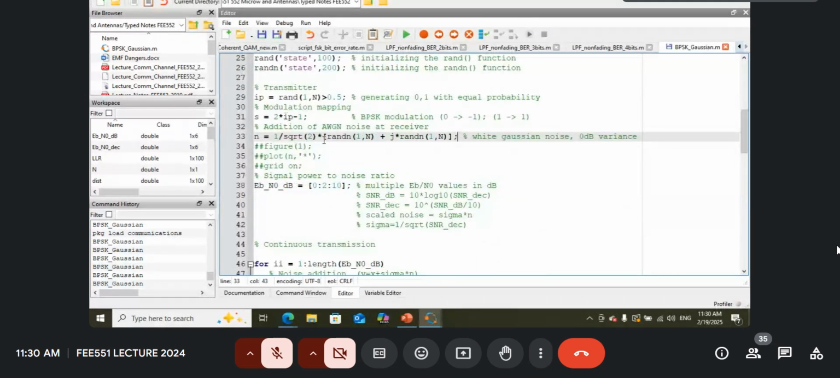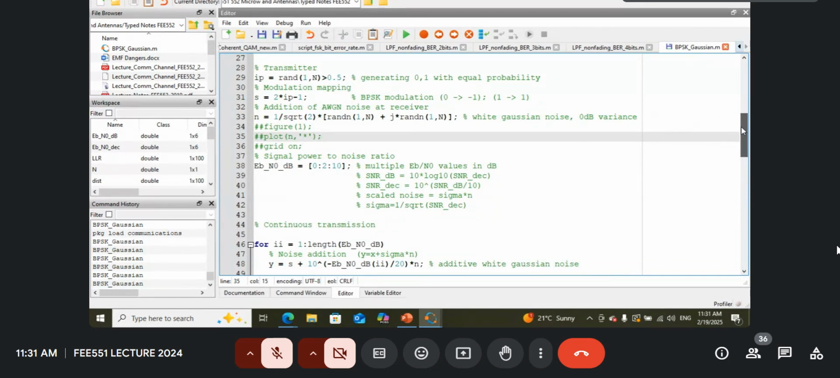So we are dividing by √2 according to MATLAB, because it's a complex number. According to MATLAB's definition of that function randn, you have to divide by √2. Now we have prepared the symbol that we want to transmit. We know how noise looks like. It's a random value. Each time you run it, it will give you random values.